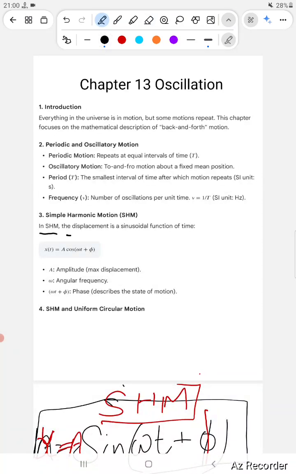In SHM, the displacement is a sinusoidal function of time. If an object is in simple harmonic motion, then the displacement x from the origin can be represented by a sinusoidal function of time, which is given by x(t) = A cos(ωt + φ) or A sin(ωt + φ), where A is the amplitude, the maximum displacement, ω is the angular frequency, and (ωt + φ) is called the phase, which describes the state of motion. And one more thing, φ is the phase constant.